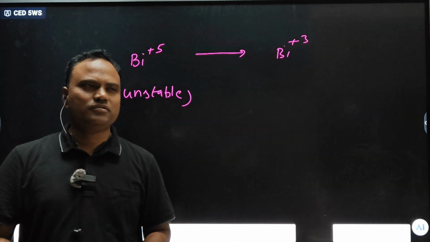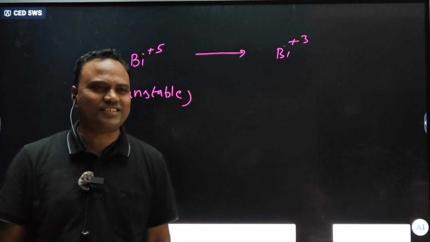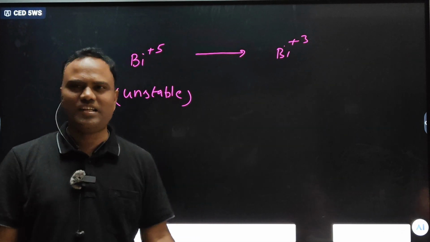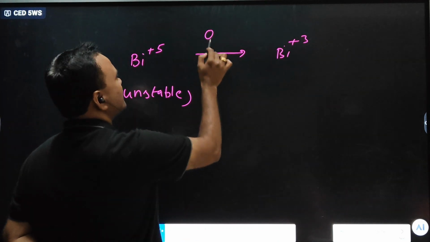Two options are there. Bi plus 5 has to purchase, or it has to steal from others. Yes or no? Stealing or purchasing. Two options. For example, one person is selling the electrons.